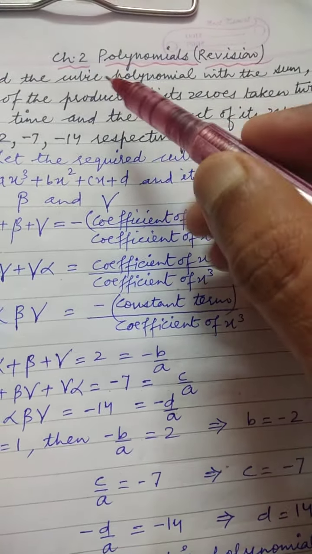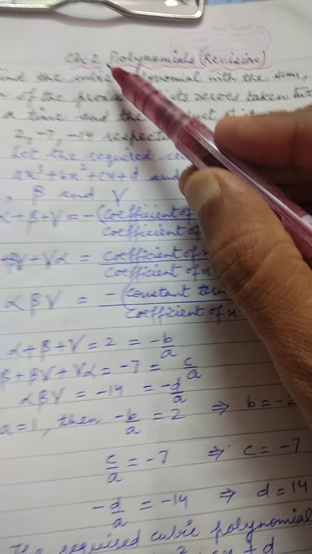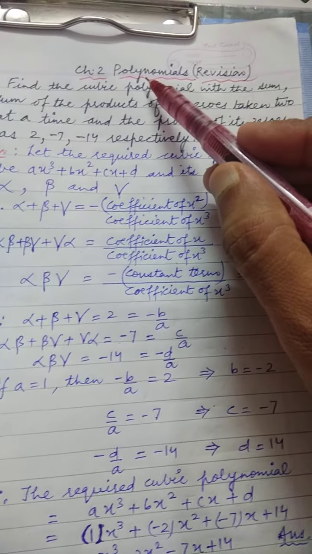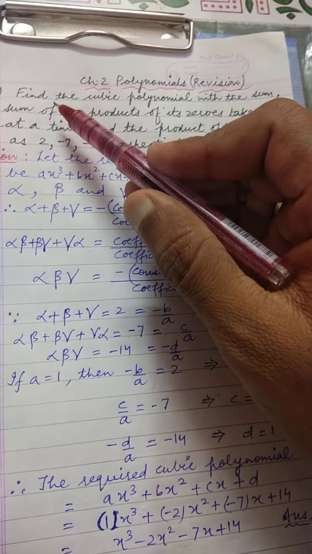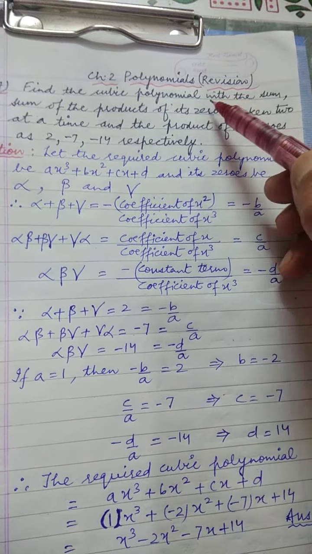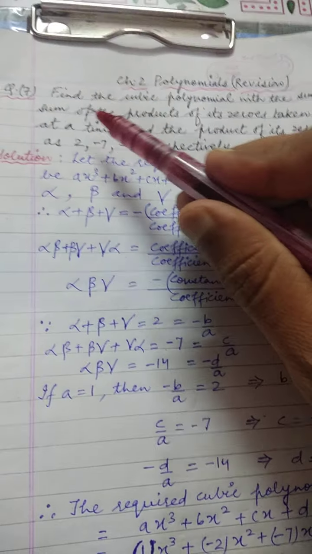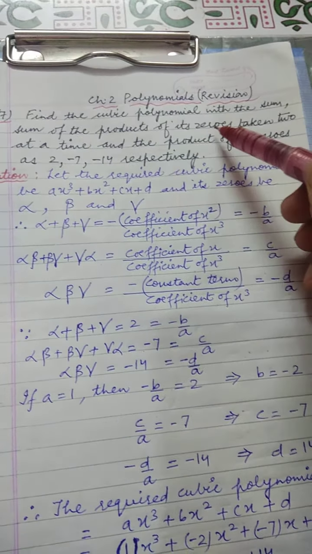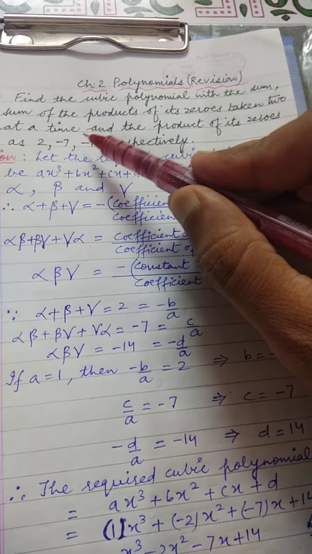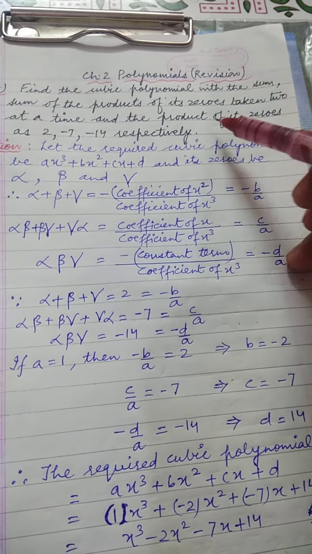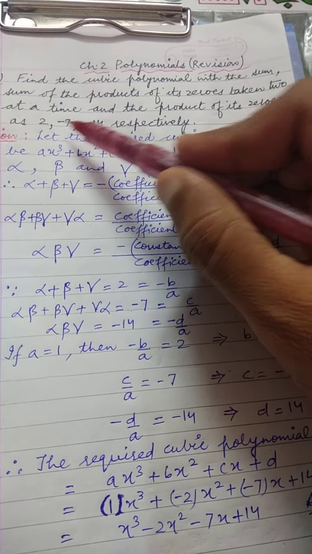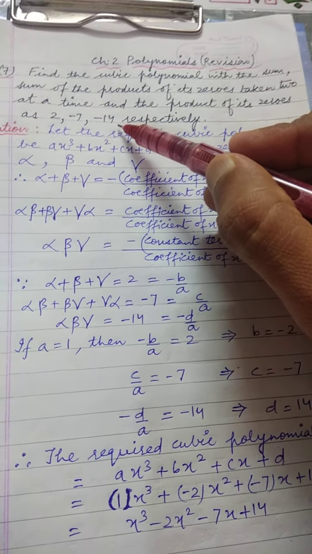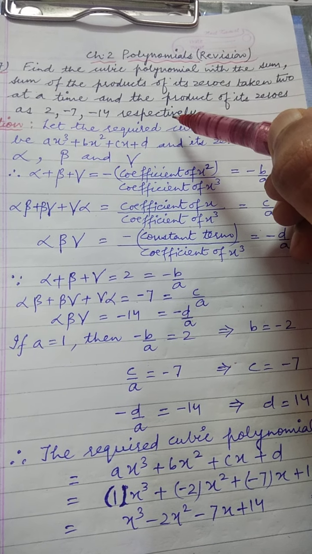Students, we are solving chapter 2 polynomial. For revision purpose, we have taken a question. We want to find out the cubic polynomial with the sum of the product of its zeros taken two at a time and the product of its zeros as 2, -7, -14 respectively.